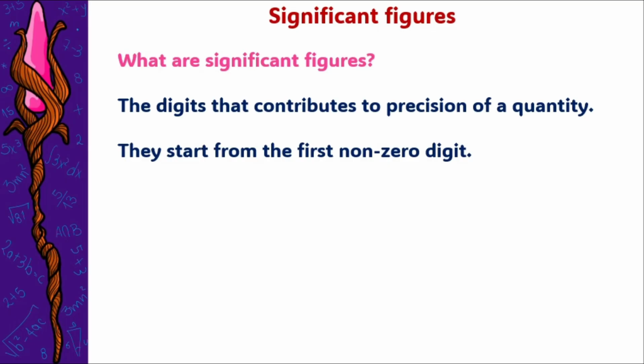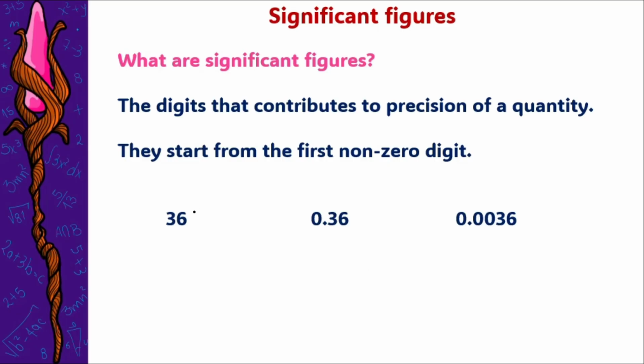We also have that the significant figures start from the first non-zero digit. This is going to allow us to identify in a number what the significant figures actually are. So the first digit that is a non-zero is where the significant figures start, and they go until the end.